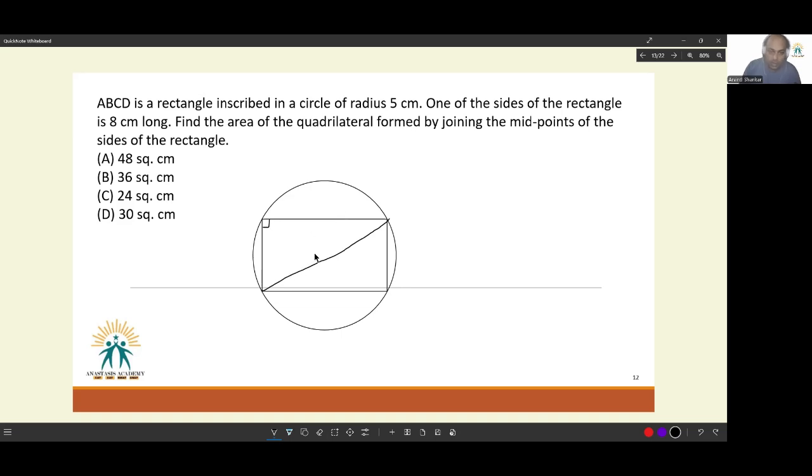This has to be the diameter, this has to be the diagonal. Okay. And this will have a length of 10 because this is the diameter. If radius is 5, this will be 10. Additionally, one of the sides of the rectangle is 8. This side is 8. It means this is 6 now. This is 6. For the rectangle, the two dimensions are 8 and 6. Next, they've asked me to find the area of the quadrilateral formed by joining the midpoints of the sides of the rectangle. Okay.